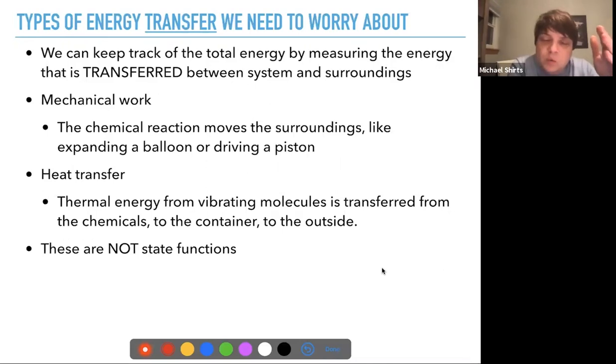If you take a system from one initial state to one final state, even if the surroundings are in the same initial and final state as well, the amount of heat transferred over the course of that process will be different. So those are not state functions. You have to remember that.